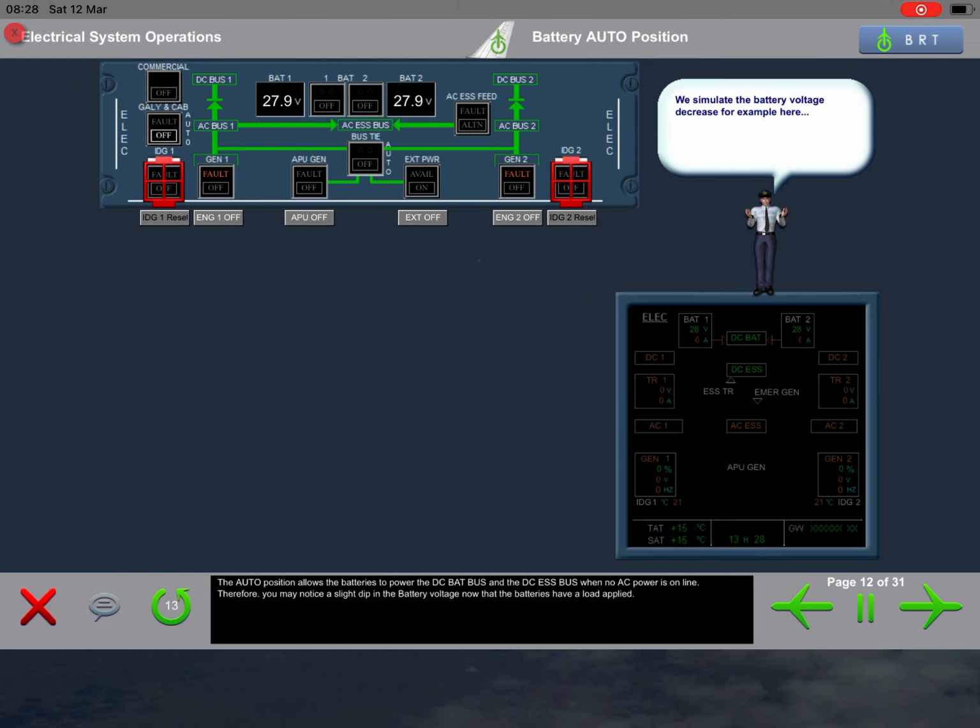The auto position allows the batteries to power the DC battery bus and the DC essential bus when no AC power is online. Therefore, you may notice a slight dip in the battery voltage now that the batteries have a load applied.